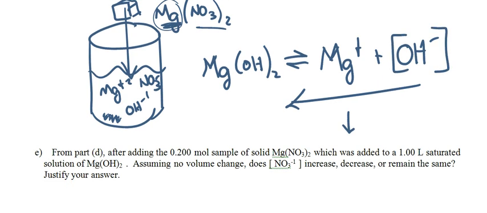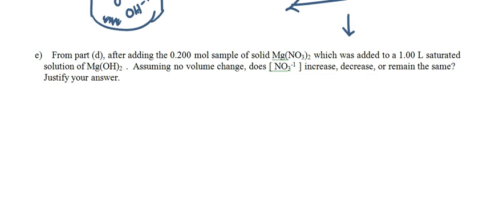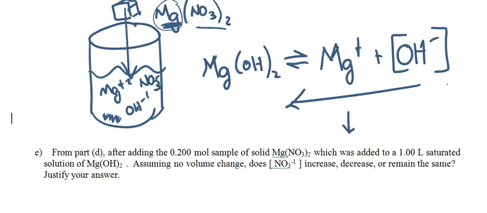I think I have enough time to answer this last one. From part D, after adding a 0.2 mole sample of the solid magnesium nitrate, which was added to the 1 liter saturated solution of magnesium hydroxide, assuming no volume change, does the nitrate ion increase, decrease, or remain the same? In other words, what this question is asking is, okay, true, we added some more magnesium to our saturated solution, but what is the nitrate doing?